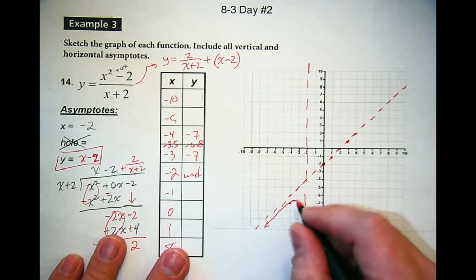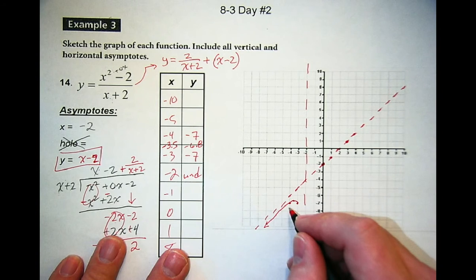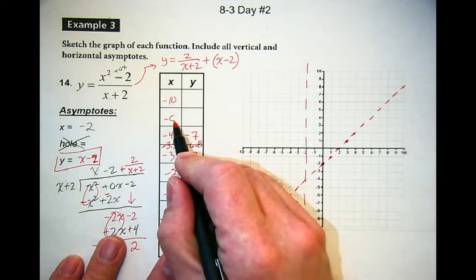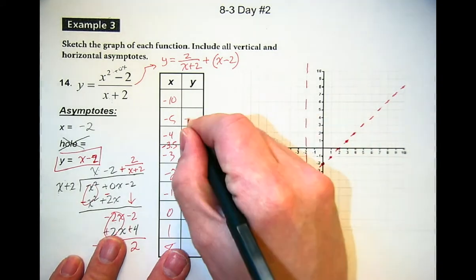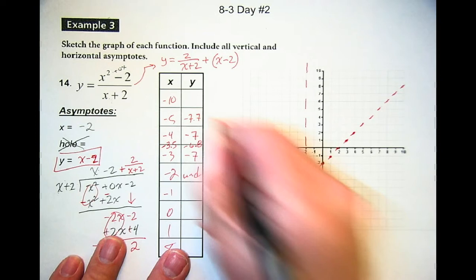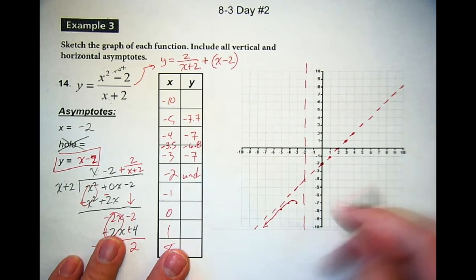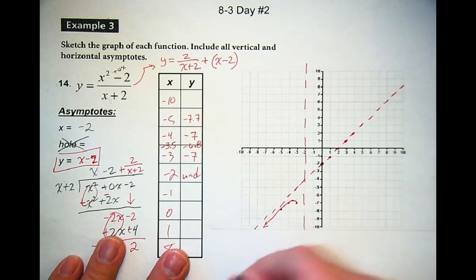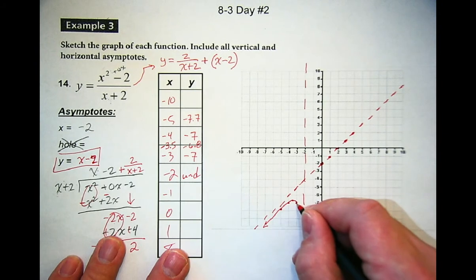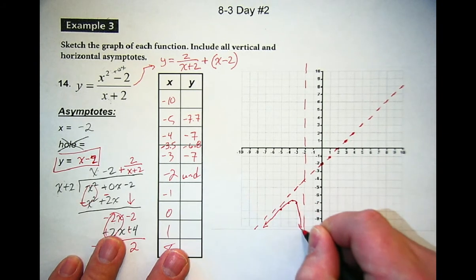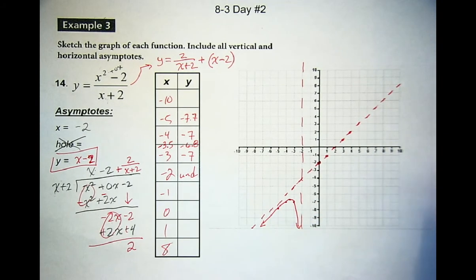What's -5? Did we do that one? Yeah, it's -7.66. 7.7, okay. So -7, okay. So yeah, I think we're good there. -10 is going to be way off our graph most likely. Okay. All right, so we get that branch down there.